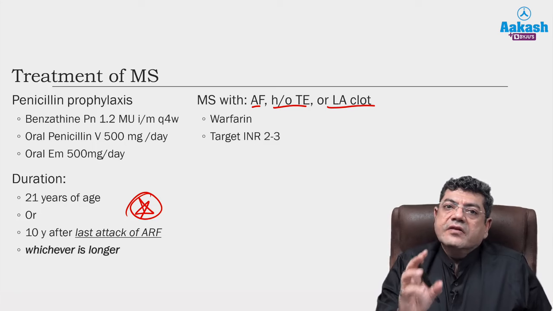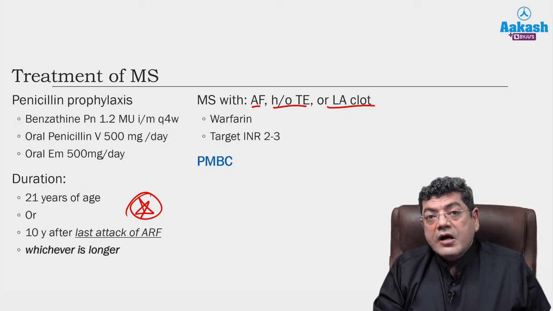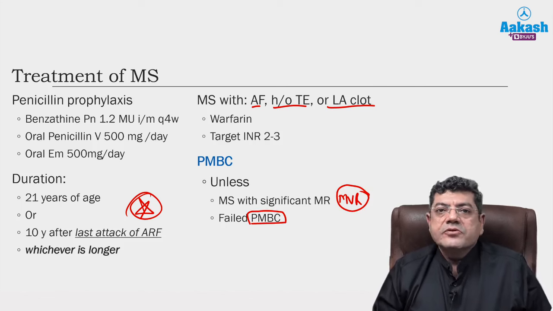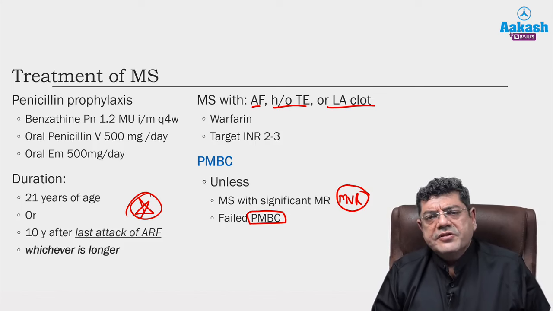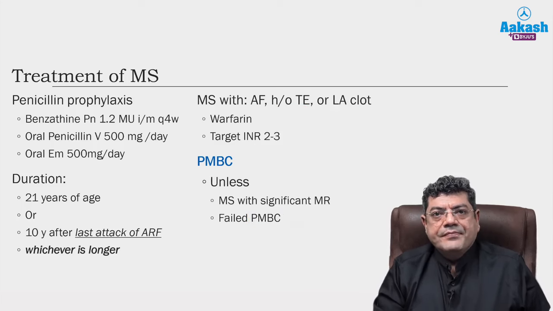The definitive therapy for all symptomatic patients with MS is percutaneous mitral balloon commissurotomy, right? You can't do that if there is significant MR. That is when you need to do a mitral valve replacement, okay? Or when a prior percutaneous procedure has failed, right? And the patient is still significantly symptomatic, when they have NYHA 3 or 4 dyspnea, right?